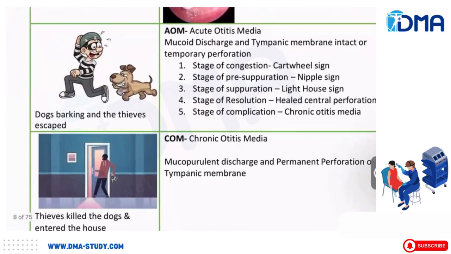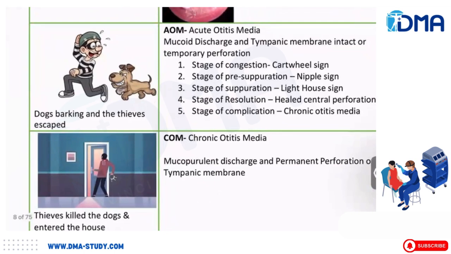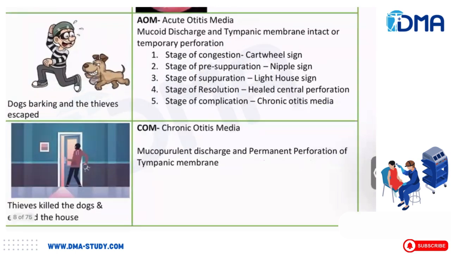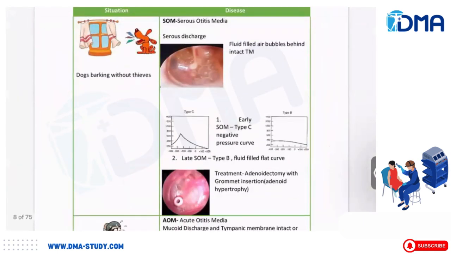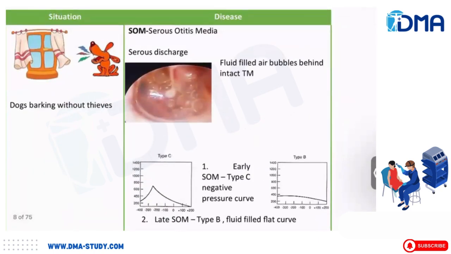Then, if the dogs are not clearing the infection, if the thief has the upper hand, it enters into the middle ear as CSOM or COM, chronic otitis media. Now there are a few conditions which cause air fluid levels within the intact TM. That is called serous otitis media. Dogs barking without any teeth, it is called serous otitis media. This is not an infective condition. This is mechanical obstruction of the TM. So in this case, antibiotics are not effective.